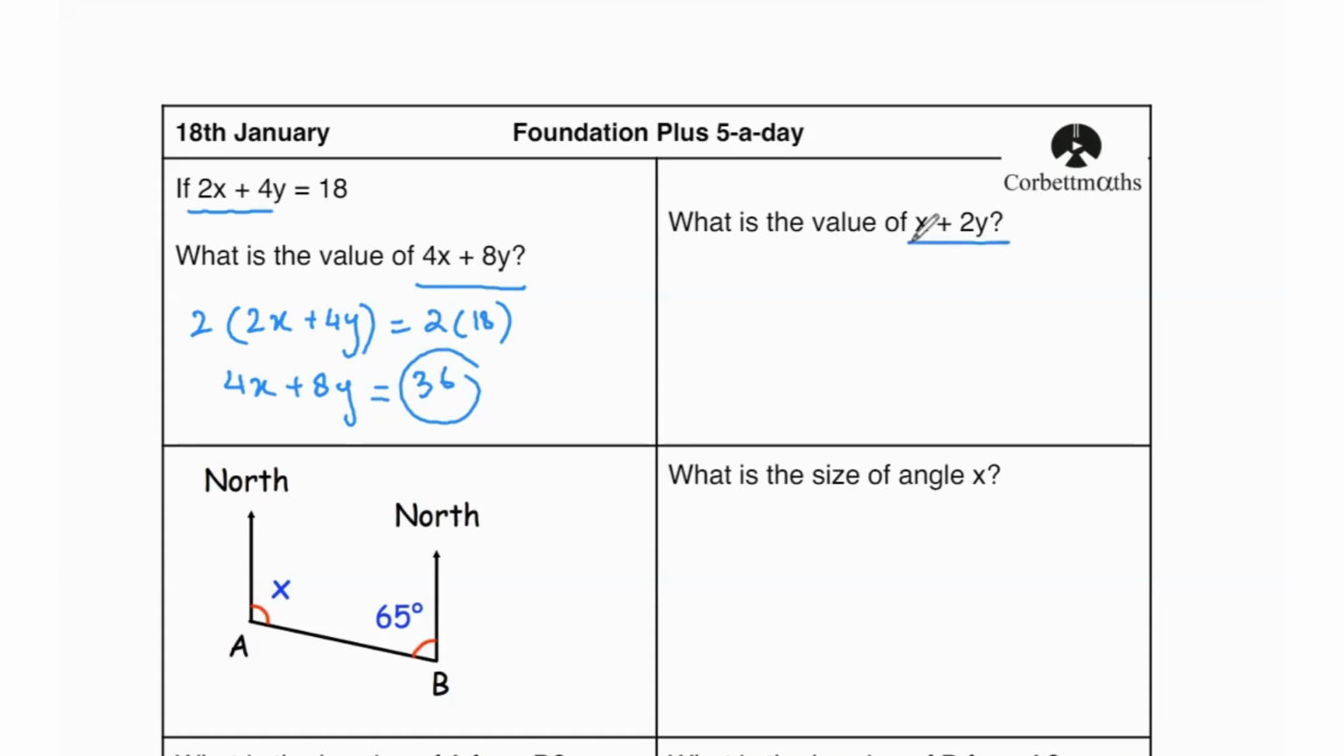Next, we have x plus 2y. So as you can see, if we divide 2x plus 4y by 2, that's going to be x plus 2y, which is the same as what we have to find the value for. And 18 divided by 2 is 9. So this is the answer for x plus 2y.